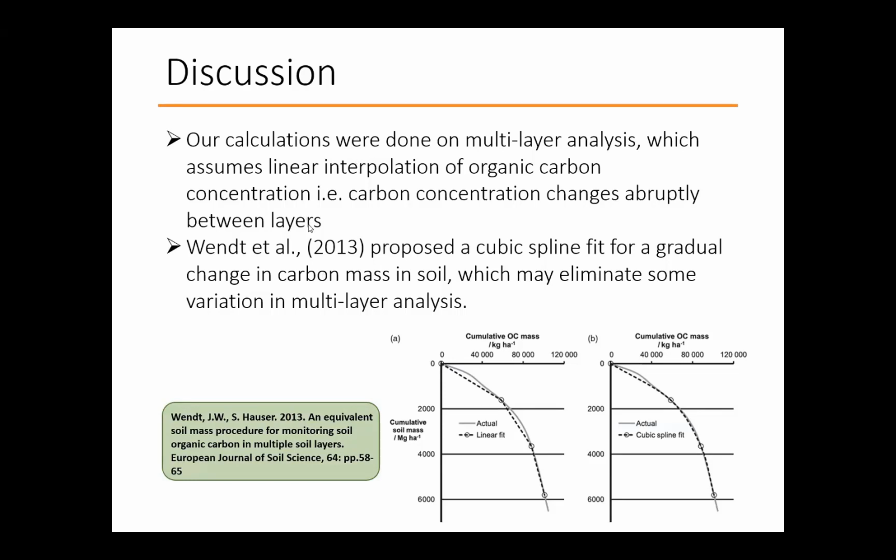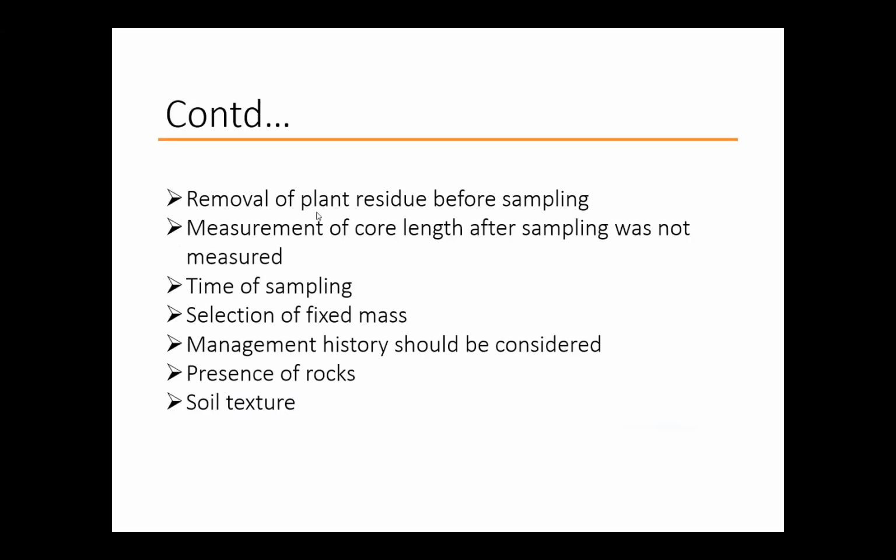Yeah, so that's one thing that we didn't look into in the data analysis that we did, but there are more things that we could do or somebody can consider when they are sampling. That is the removal of plant residue before sampling. Be careful with that, because these things can make a difference. Measure the core length once you take the core out. If you have gone up to 30 centimeters and you take the core out, measure its length. If it's really 30 centimeters, fine; if it is shortened, then it's compacted.